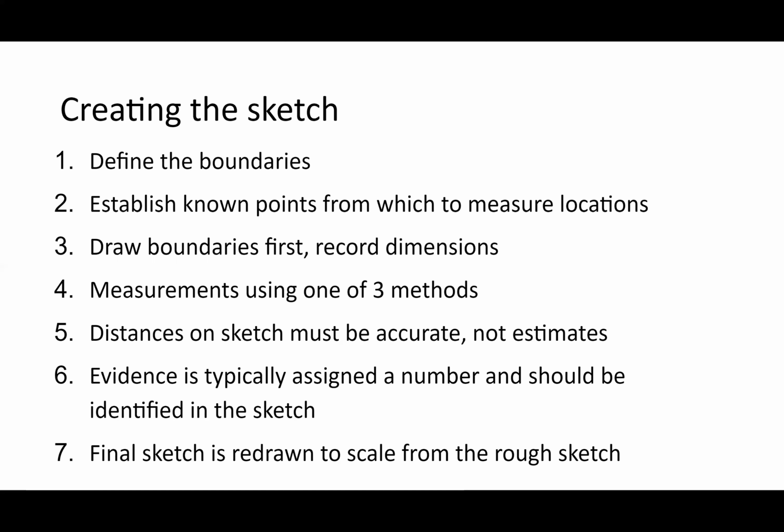The distances on the sketch must be accurate, not estimates, like I said before. Evidence is typically assigned a number, and the key features are often assigned a letter, but you should definitely have your numbering and lettering system already arranged, and it should be identified in the sketch. So any of the evidence that's in the sketch, you should number. The final sketch is redrawn afterwards, and it has to be drawn to scale from the rough sketch. So your rough sketch may not be to scale, even though you'll write the distances on there so that later you can recreate it to scale.